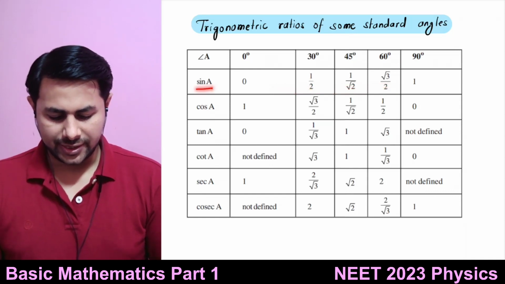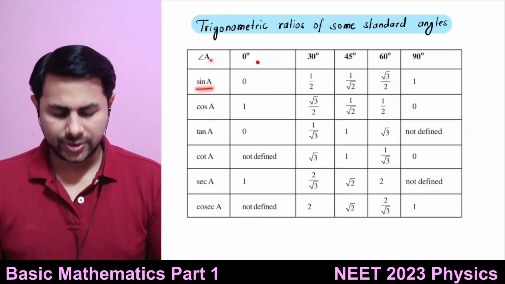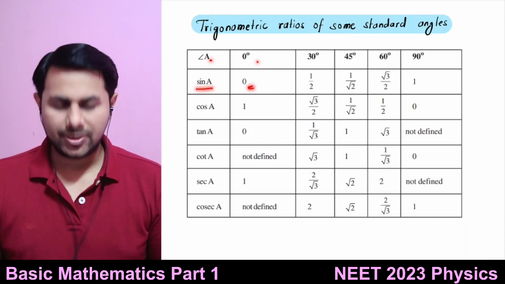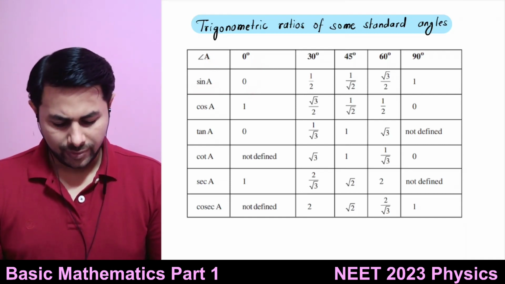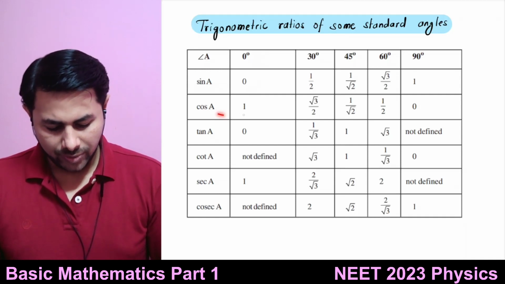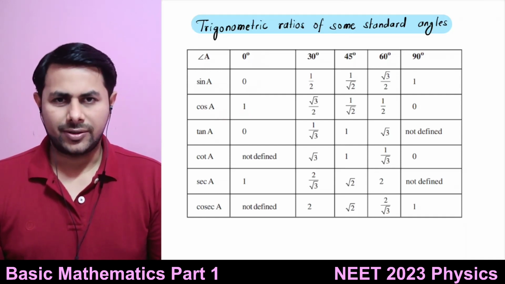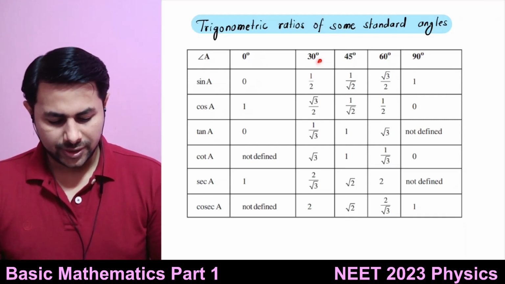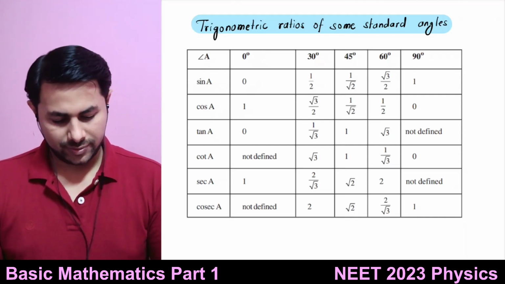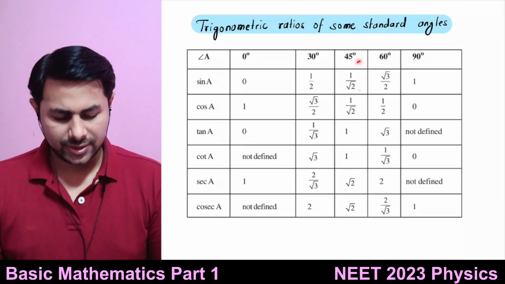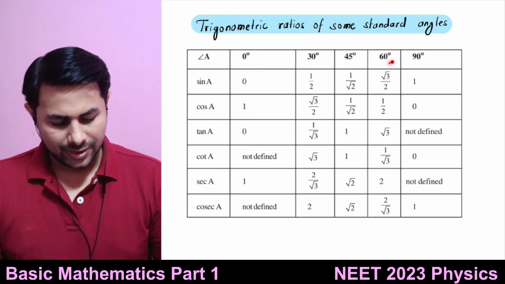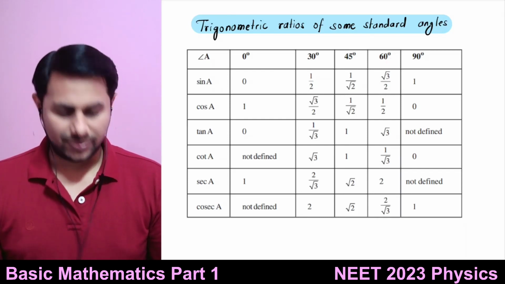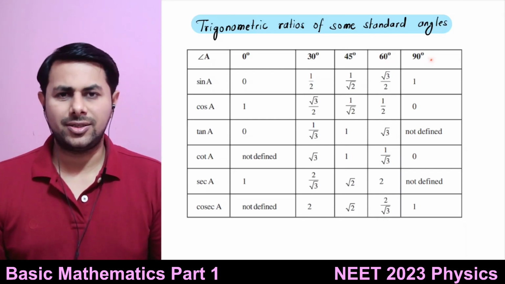So sine, let's say angle A is equal to 0 degrees. Sine of that angle is 0. Then cosine of A is equal to 1. Cos 0 is 1. Then sine of 30 degrees is 1 by 2. Sine of 45 degrees is 1 upon root 2. Then sine of 60 degrees is root 3 by 2. And sine of 90 degrees is 1.